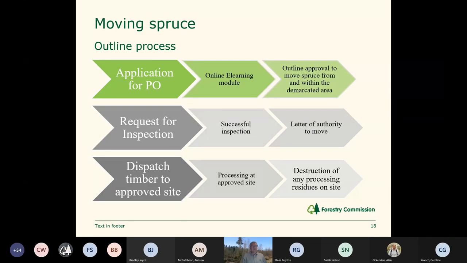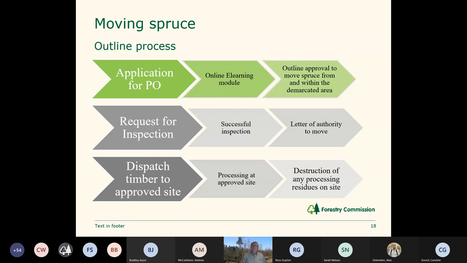Once a business is approved to move the material, they will provide a request for an inspection. Upon successful inspection by a plant health officer, they will be given a letter of authority to move that material, and they're then allowed to move that material to an approved site for processing or destruction. The processing or destruction must take place at the approved site, together with any residues arising from that processing.